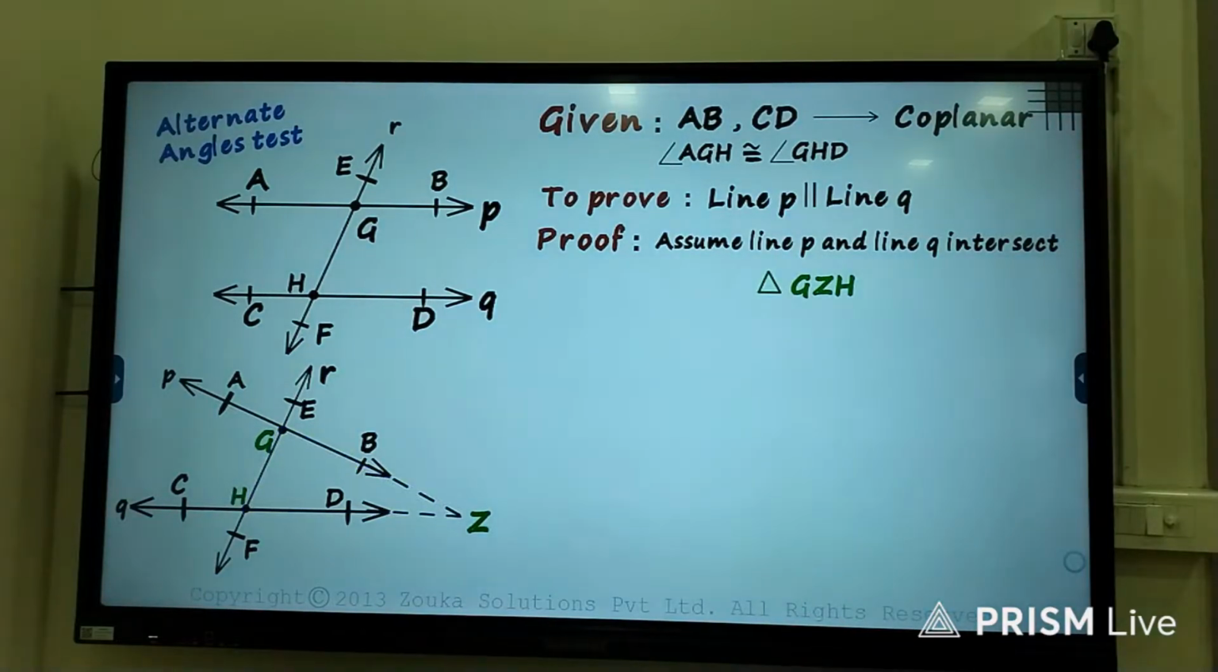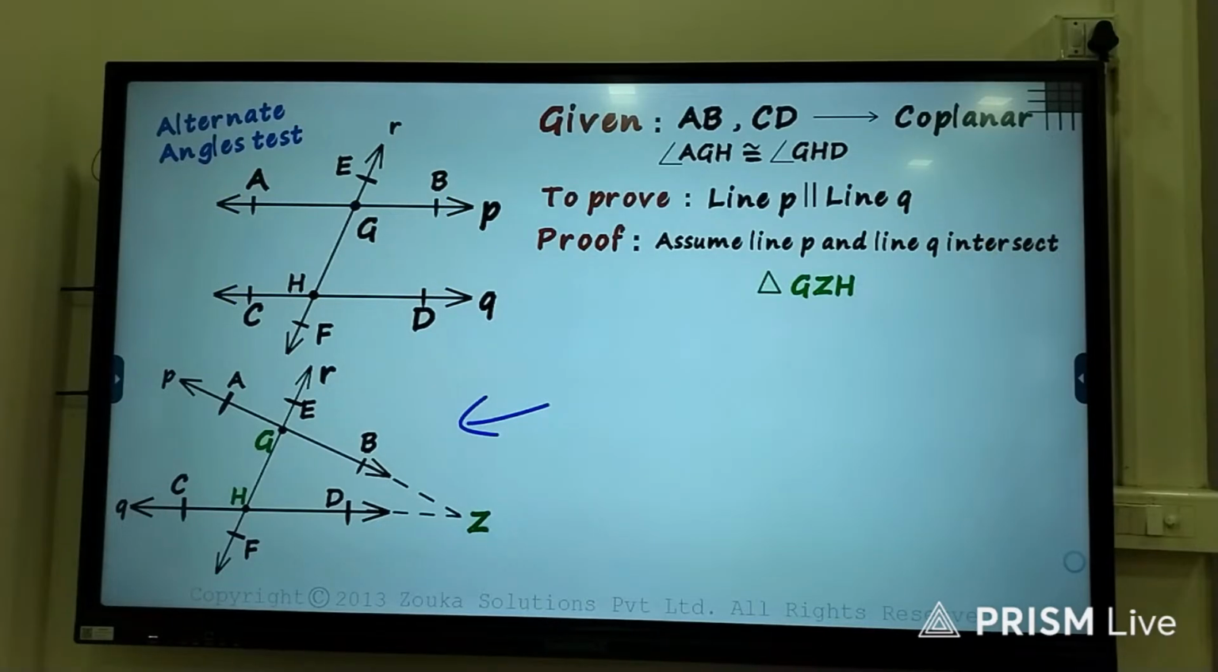Let me repeat what we aim to do here. We were given that angle AGH is congruent to angle GHD, and we have to prove that lines B and Q are parallel. So by using indirect proof, we make an assumption that lines B and Q intersect. And now our aim is to prove that this assumption is wrong. Because if lines B and Q intersecting is wrong, it means lines B and Q are parallel.